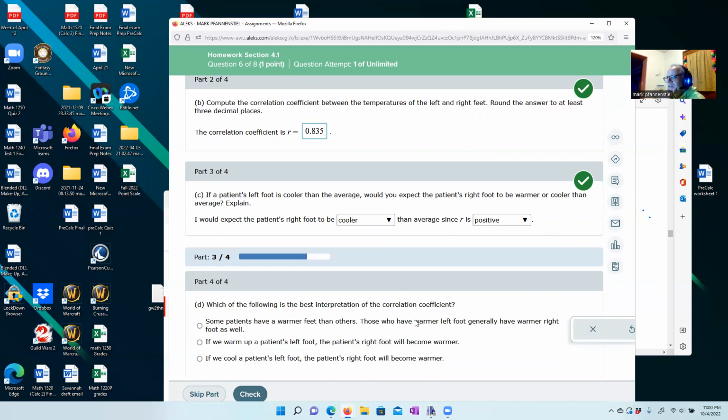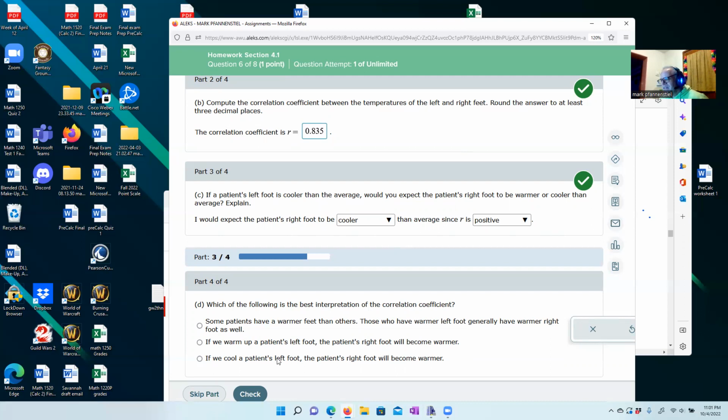Best interpretation of a correlation coefficient. Some people have warmer feet than others. People who have a warmer left foot generally have warmer right feet. Okay, that sounds pretty good. The warmer the patient's left foot, then the patient's right foot becomes warmer. I don't know if I believe that. The way this is written, the way I would interpret this in English is kind of saying that the left foot is causing the right foot to become warmer. I don't think I would go with that.